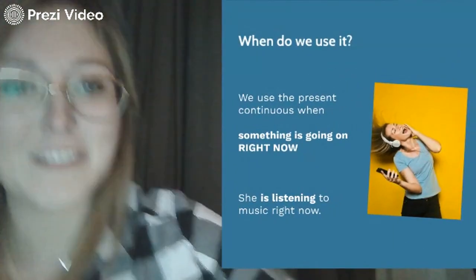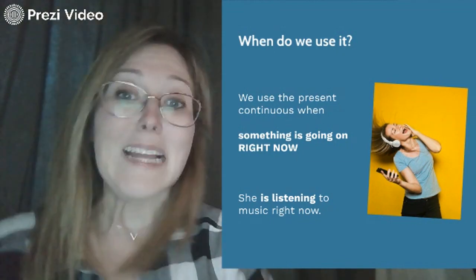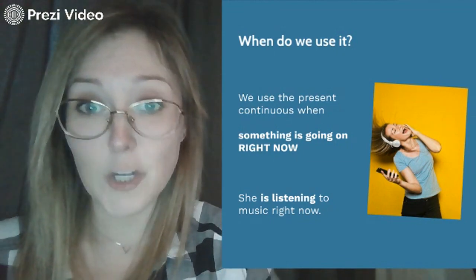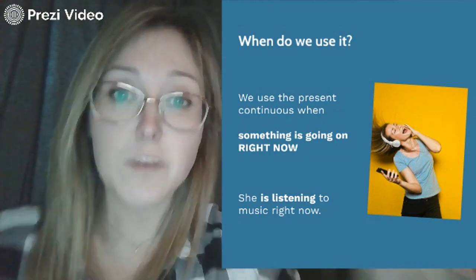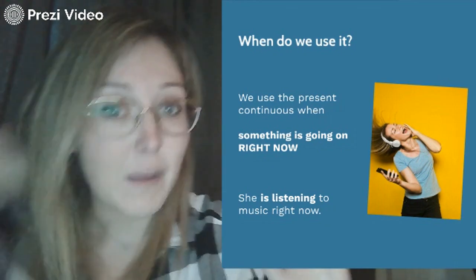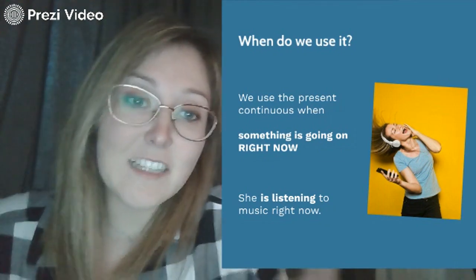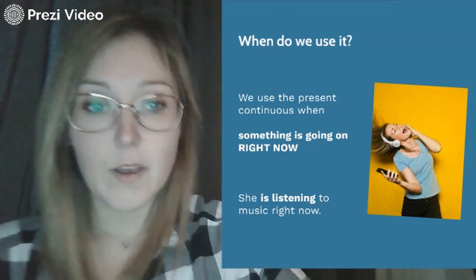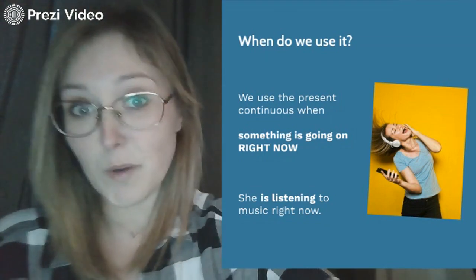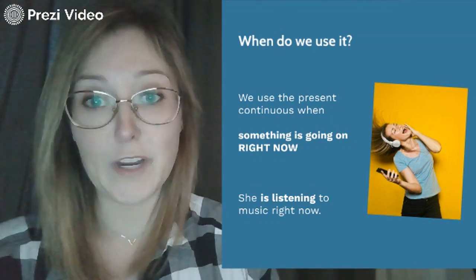When do we use the present continuous? Well, we really use it for something that is going on right now. So something that takes a longer time. For instance, she is listening to music right now. Or I am telling you about the present continuous right now.